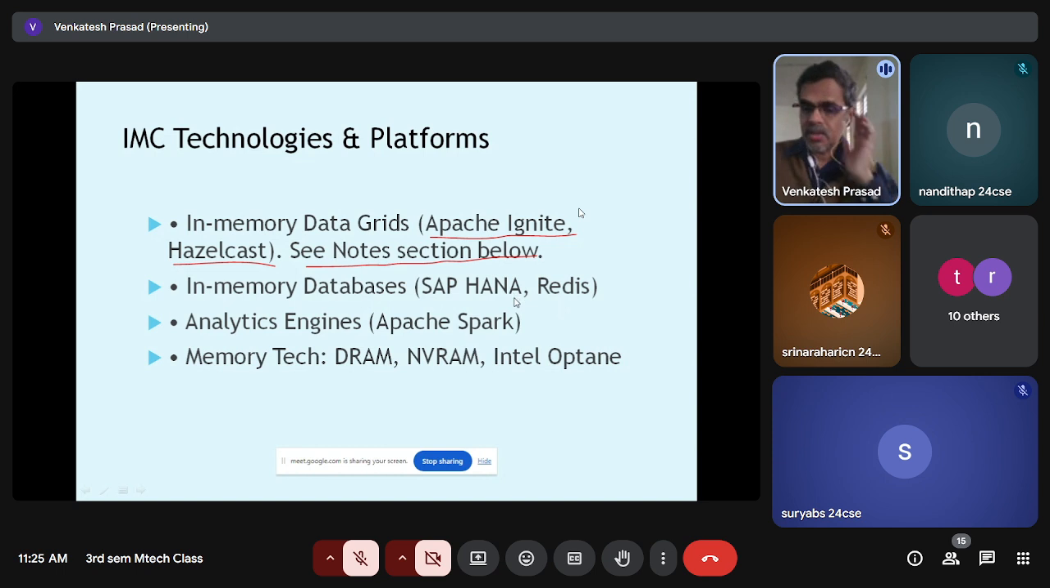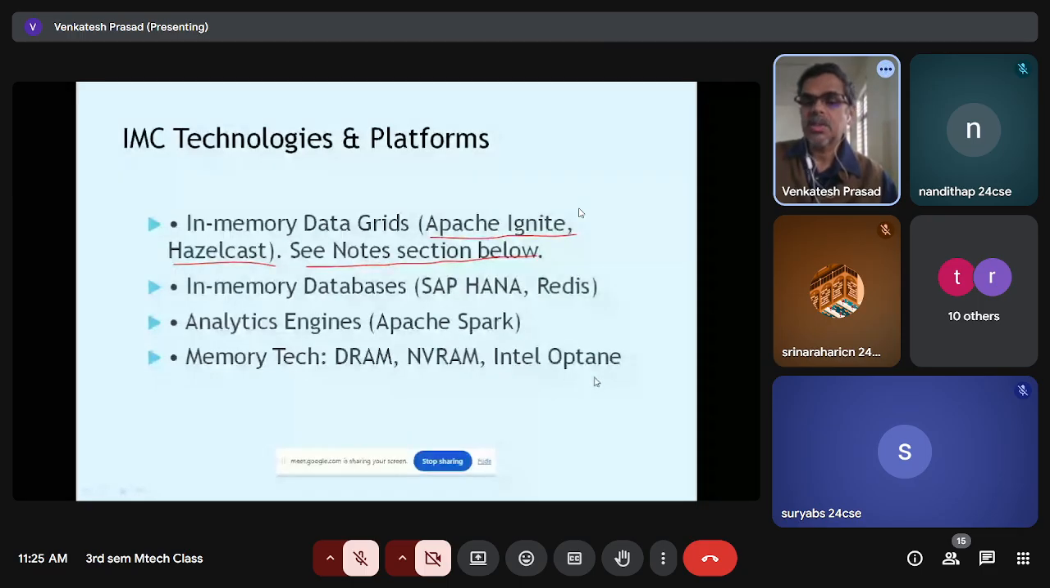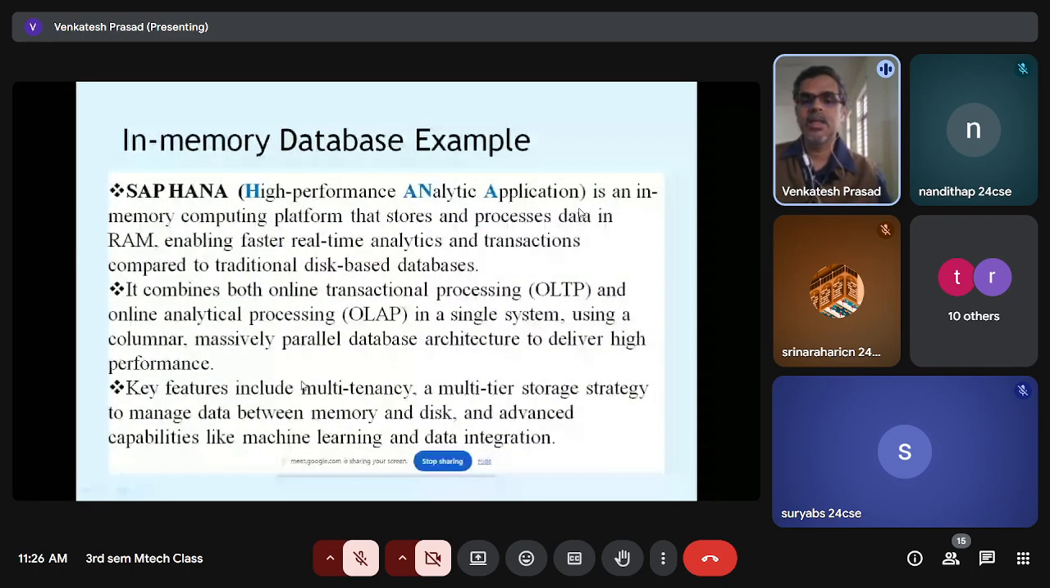SAP HANA, I will talk about next. Then Apache Spark, we'll talk about in the next module. Then memory technology, even Intel Optane, also supports memory grids, to do a lot of computation in the memory itself. So you need hardware support, and Intel provides that. So what is this SAP HANA? HANA stands for high performance analytic application. It's used as an in-memory computation platform.